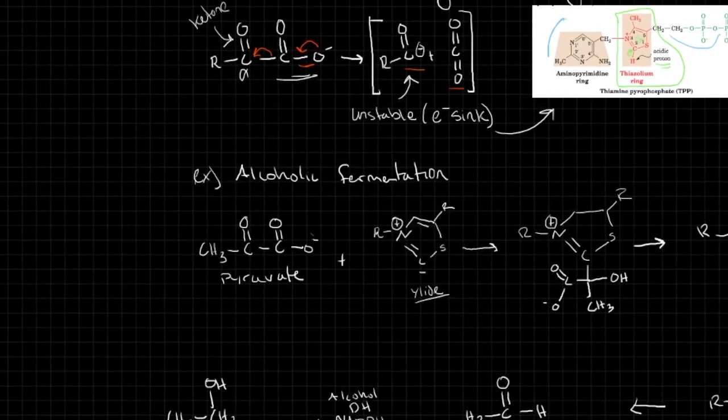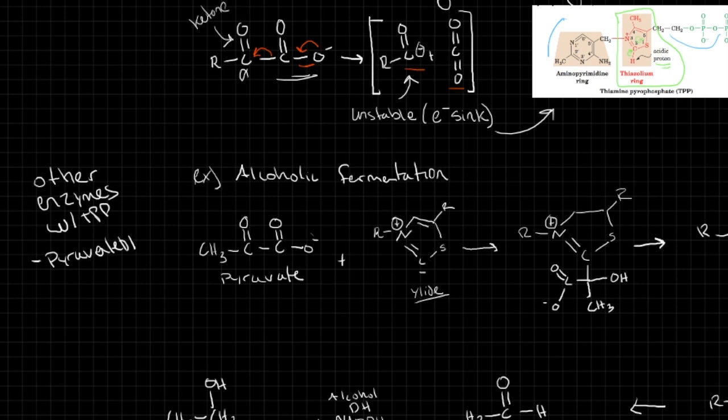You also see TPP in a couple of other places. So other enzymes with TPP: you'll have pyruvate dehydrogenase, another one is alpha ketoglutarate dehydrogenase, and succinate DH.